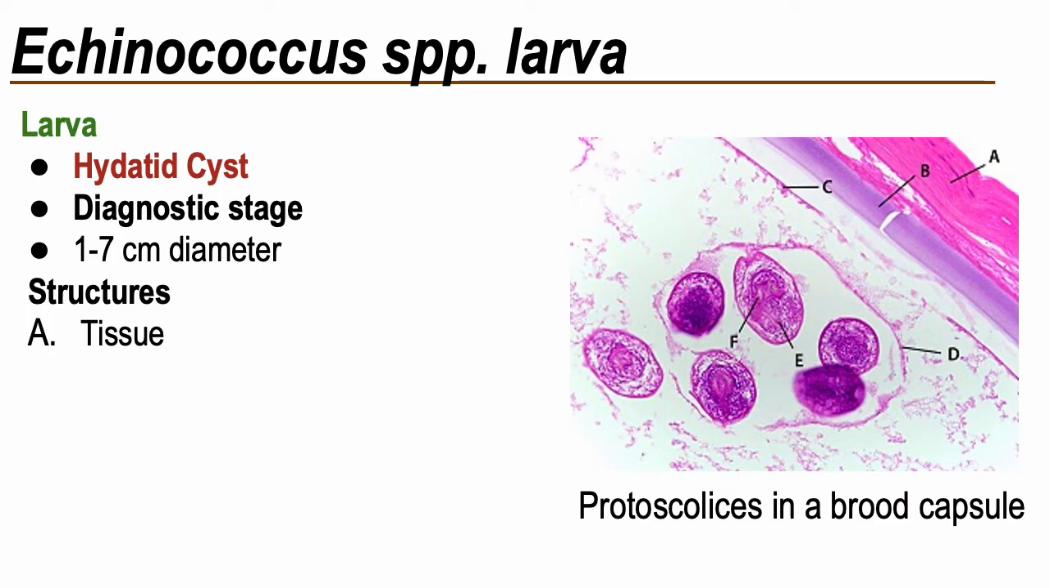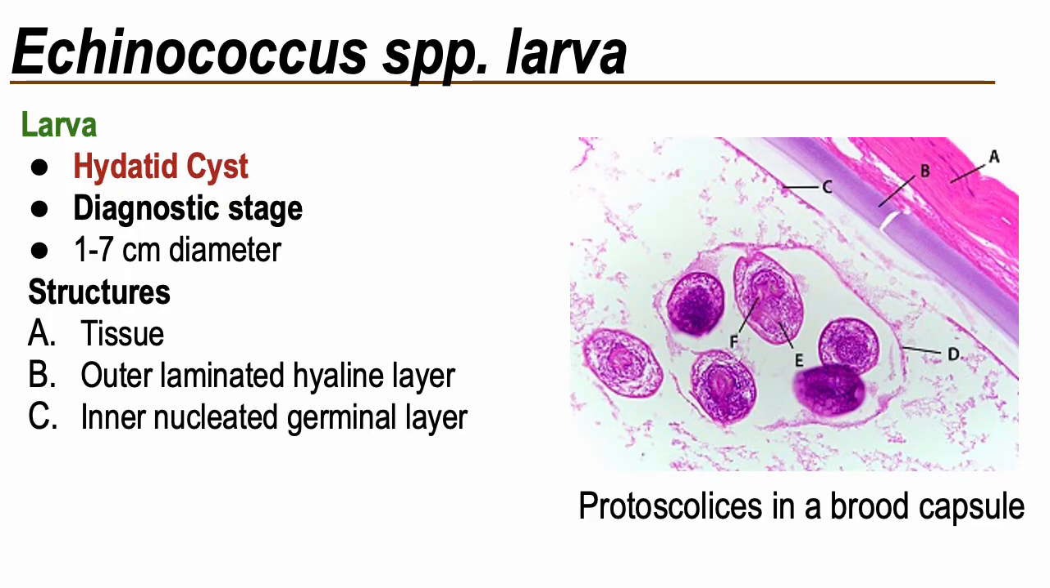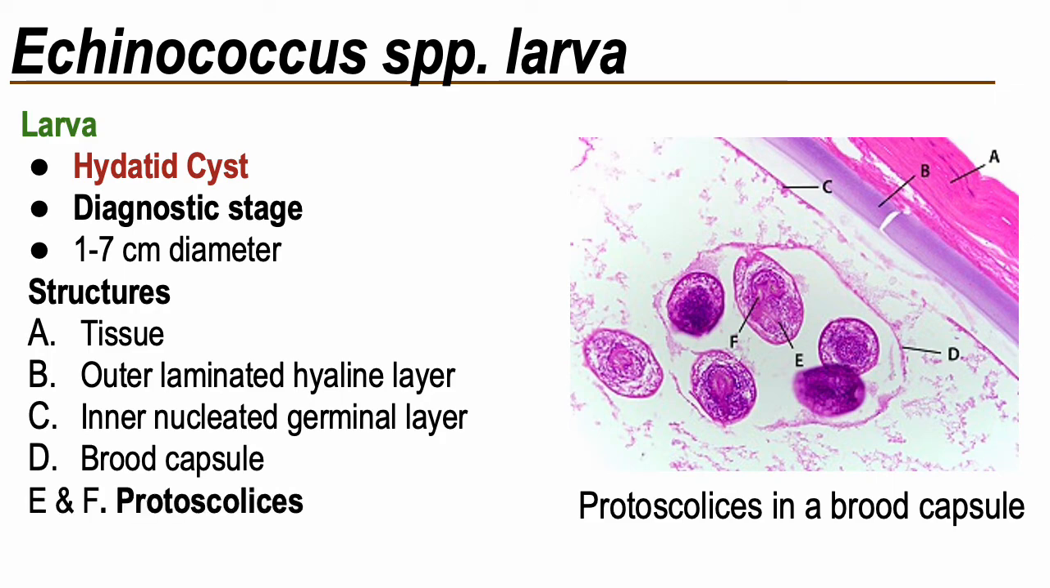The first layer is an acellular laminated layer labeled as B. And the second layer is a nucleated germinal layer labeled as C, from which the brood capsule labeled as D arises. The brood capsule is actually the covering which protects the protoscolices, or what we call the developing larva. Sometimes protoscolices may not be contained in brood capsules and are freely around the host tissue, called the hydatid sand.